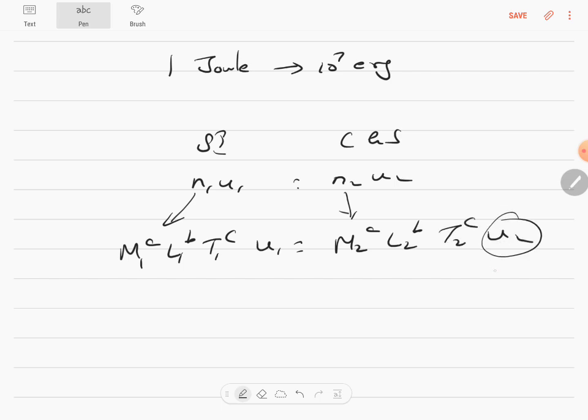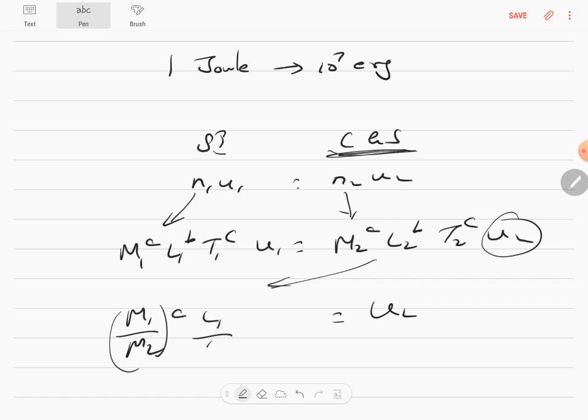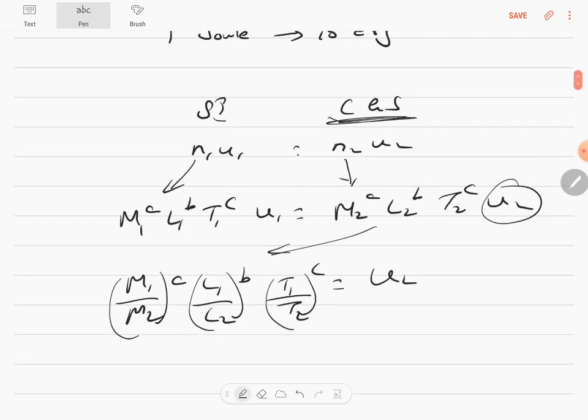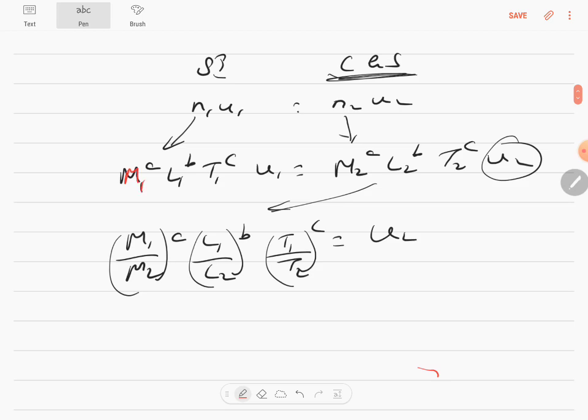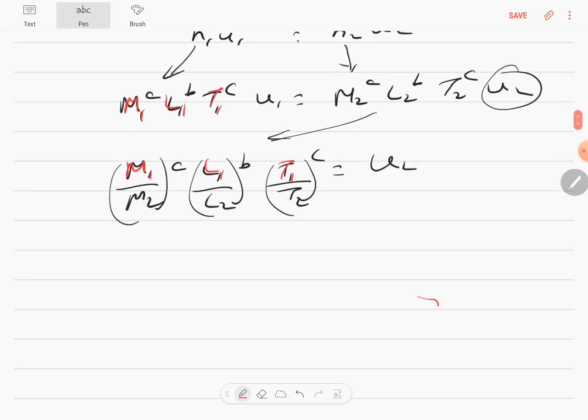Since you want to answer in CGS, right side is CGS, so you should write U2 is equal to, bringing it to the denominator, M1 by M2 to the power A, L1 by L2 to the power B, T1 by T2 to the power C. Now, which are all the SI units? This is SI unit, which is on the left side, which comes here on the numerator. I have to convert them into CGS.